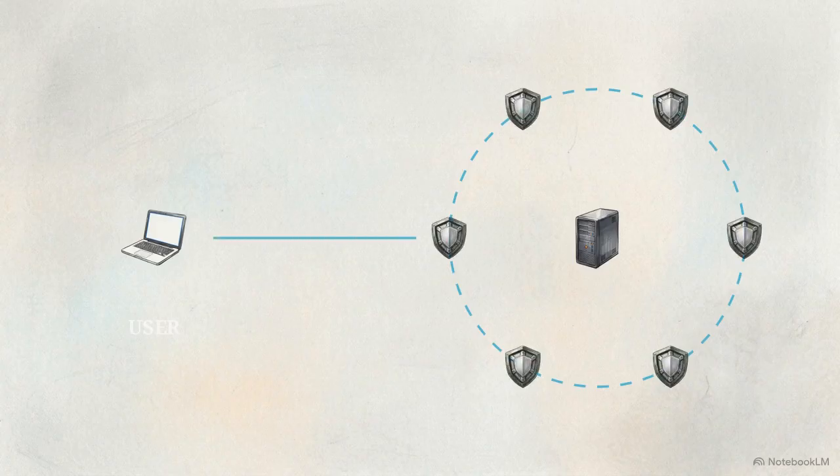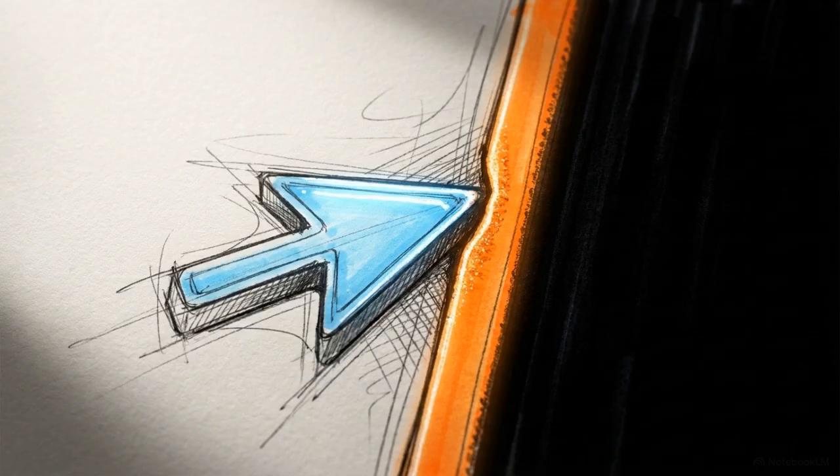A user connects first to a protective outer ring rather than the central core. This core is the origin server, the physical machine hosting the website. The outer ring is the edge network, a distributed security layer. When staring at the "just a moment" prompt, you are physically halted at the edge network. Your browser hasn't touched the actual website yet.